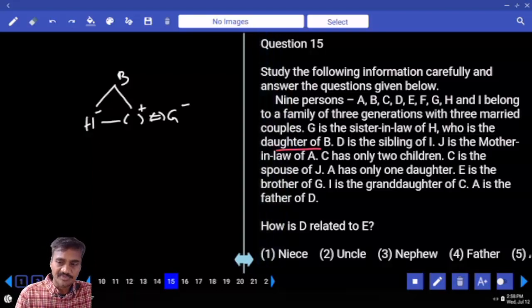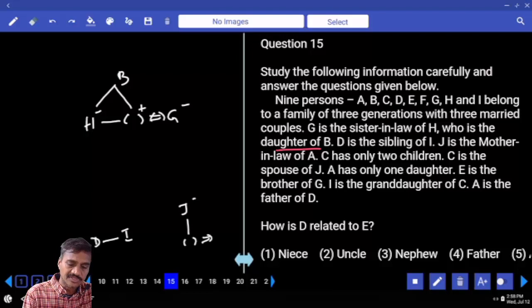Then D is the sibling of J, and D and I are siblings to each other. J is the mother-in-law of A. Now this J is the mother-in-law of A. That means A's spouse's mother is J. And she has only 2 children. Now this C has only 2 children, and she is the spouse of J. Now she has only 2 children.